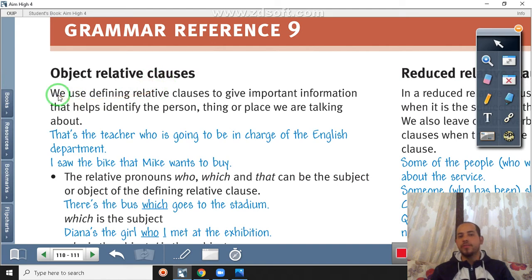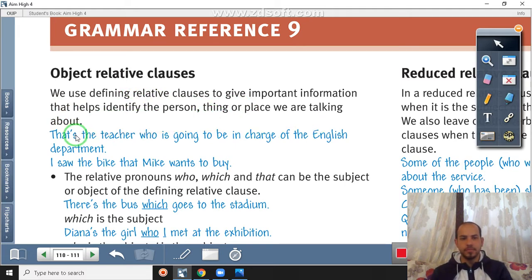Now, read from here. We use defining relative clauses to give important information. So this is the use of relative clause. A relative clause is a sentence which is used to give important information. So this is the relative clause that helps to identify, to know, to realize the person or the thing or the place we are talking about.